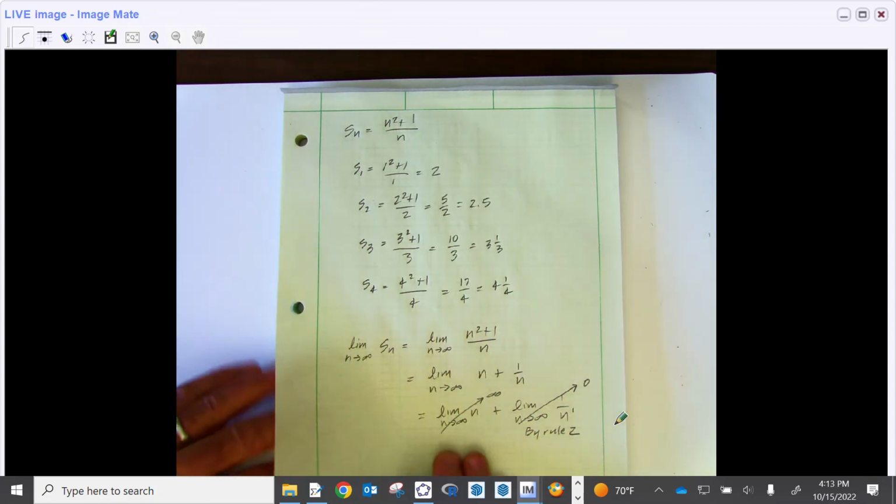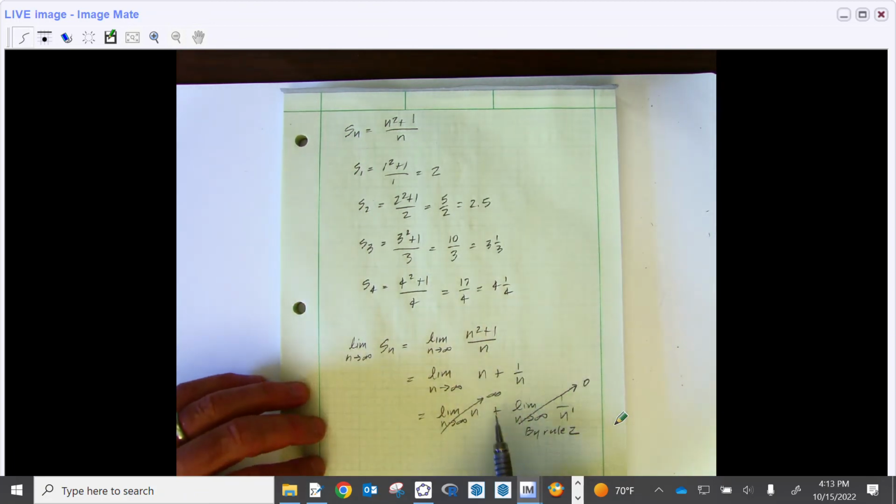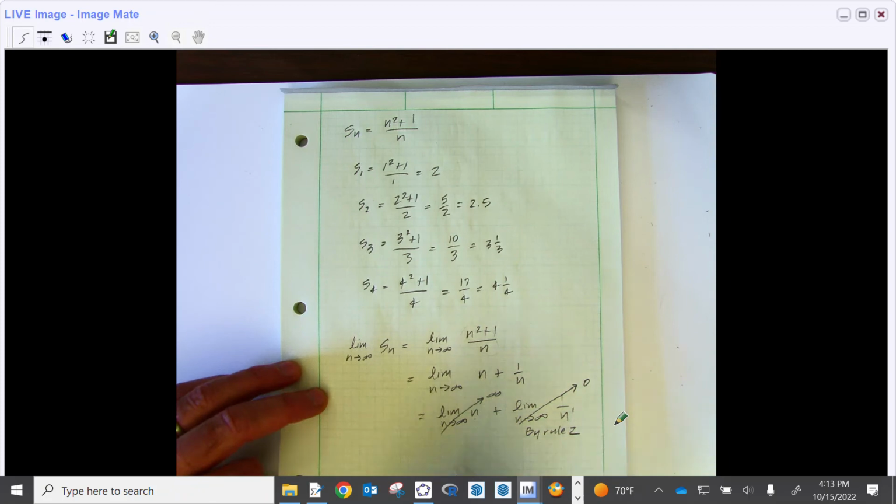So what's kind of neat to think, though, is that this thing is getting very, very close to the value of whatever n is as n goes to infinity. So it's behaving basically like the identity function. You give me an n, I'll give you an n back. But this definitely diverges.